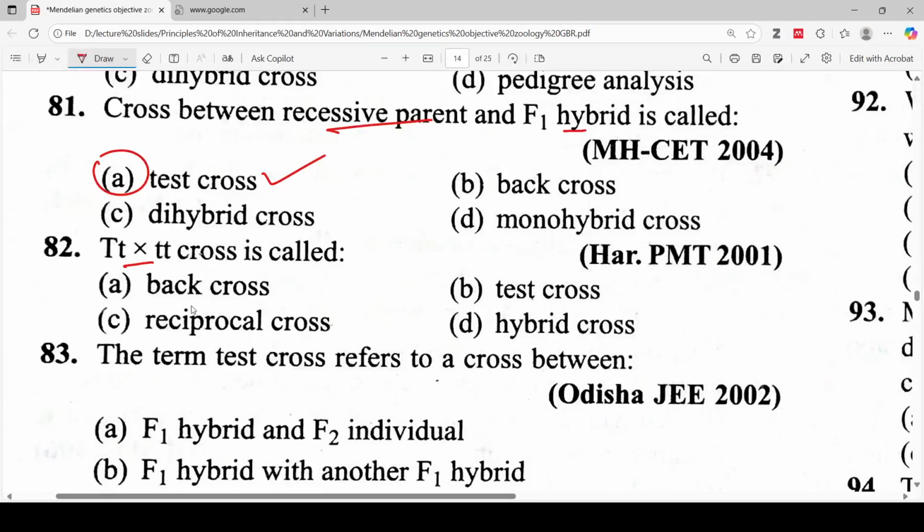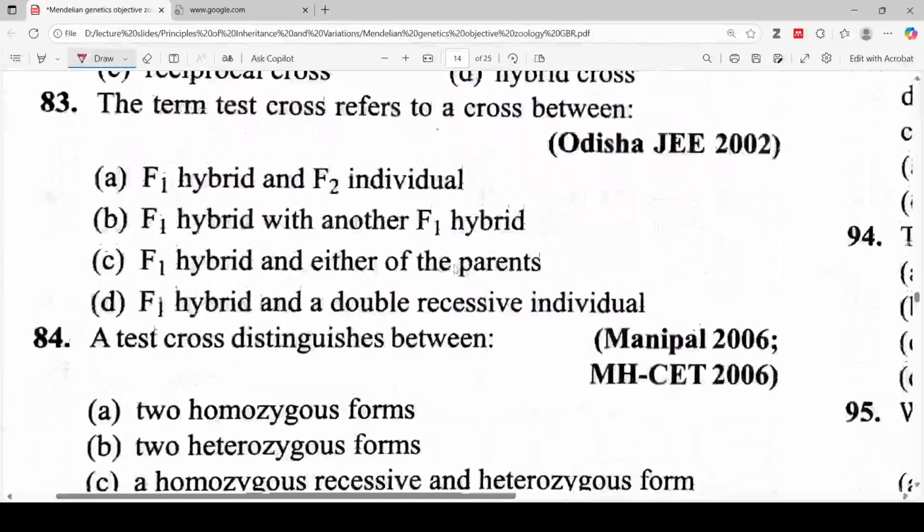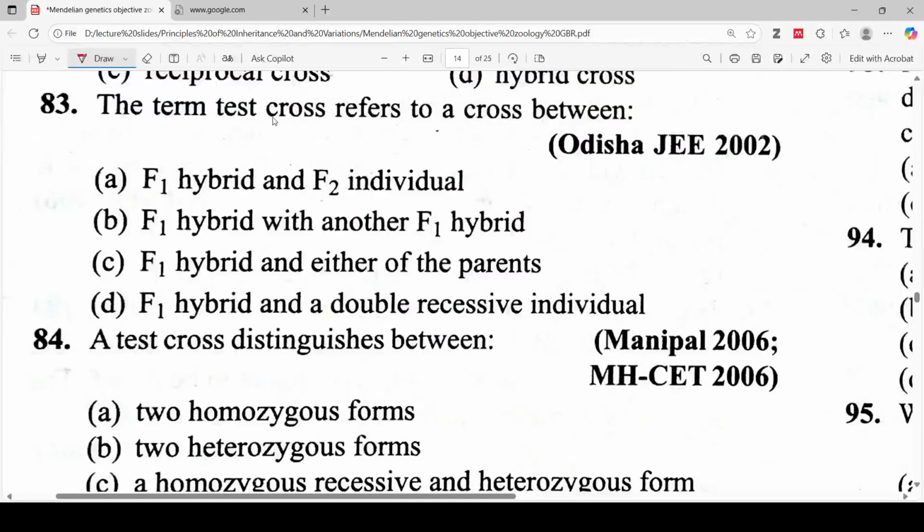A cross is called back cross, reciprocal cross, test cross, or hybrid cross. So option B is test cross. Next question. The term test cross refers to a cross between. So the correct answer will be option D, F1 hybrid and a double recessive individual.